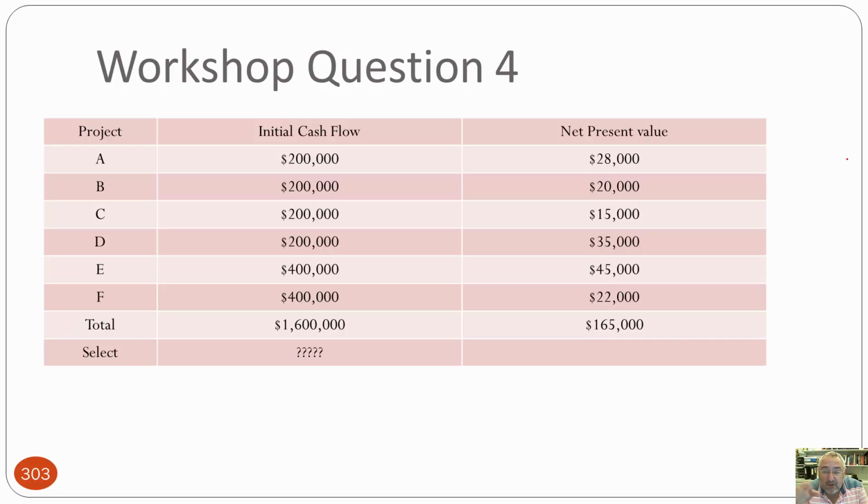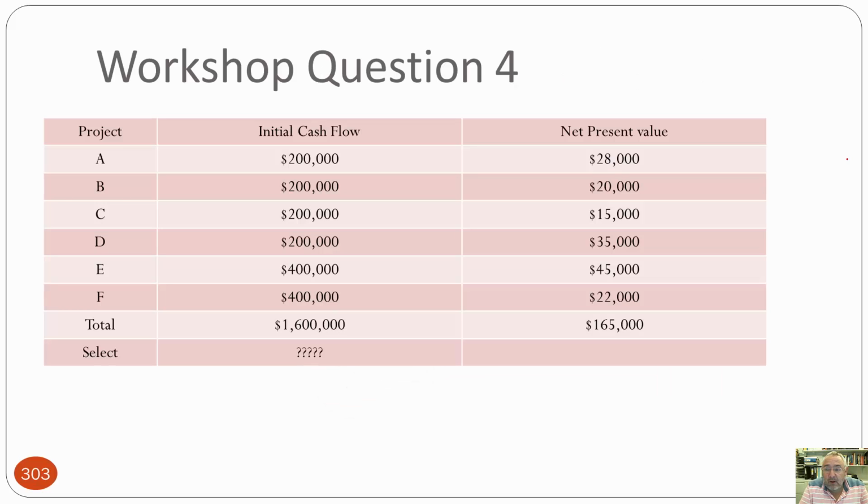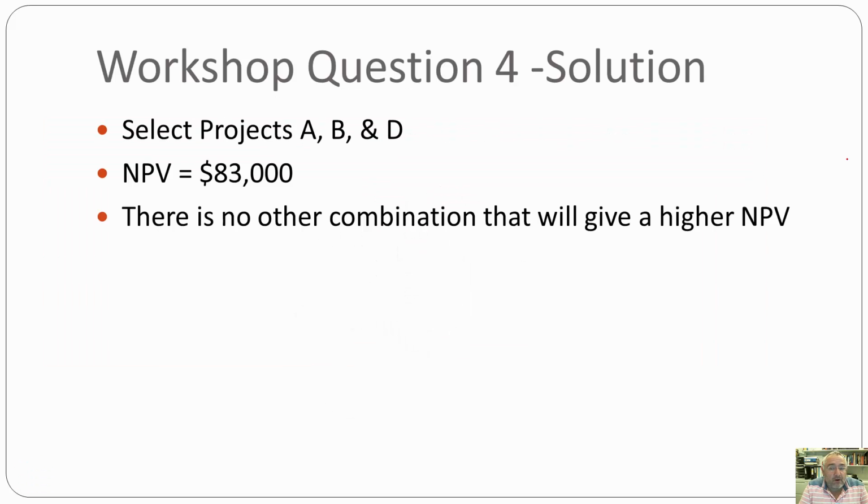So if you had A, B, and D, those three 200s would give you a better return than taking D and E. So really this is a question of looking at different combinations and working out which combination is giving you the best return. So there's our return, and there's our answer: A, B, and D, the three 200s. Okay, and there's no combination that's going to give you a higher net present value.